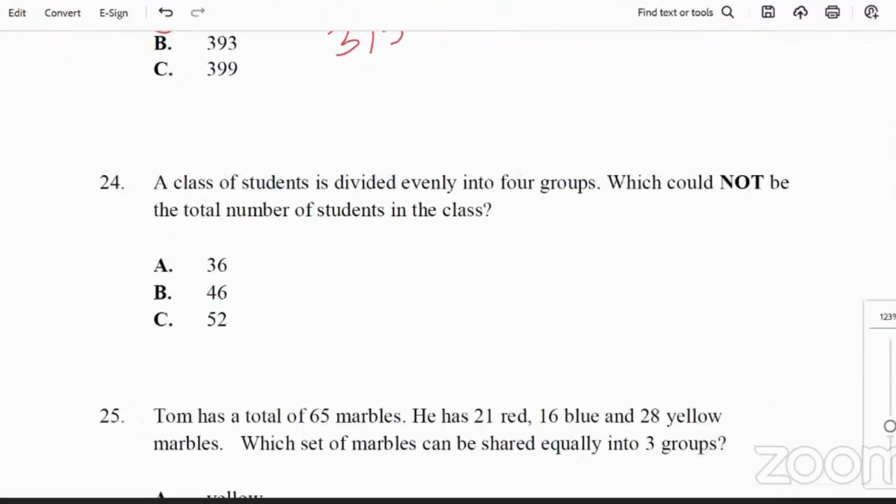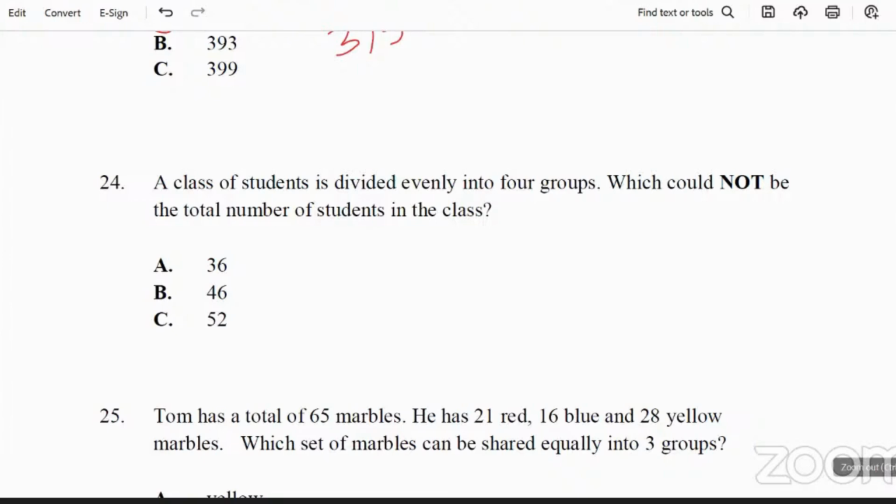Okay, so let's get to 24. Coming down, guys, to the final few. A class of students is divided evenly into 4 groups. Which of these could not be the total number of students in the class? So we want to know which number is not evenly divisible by 4.